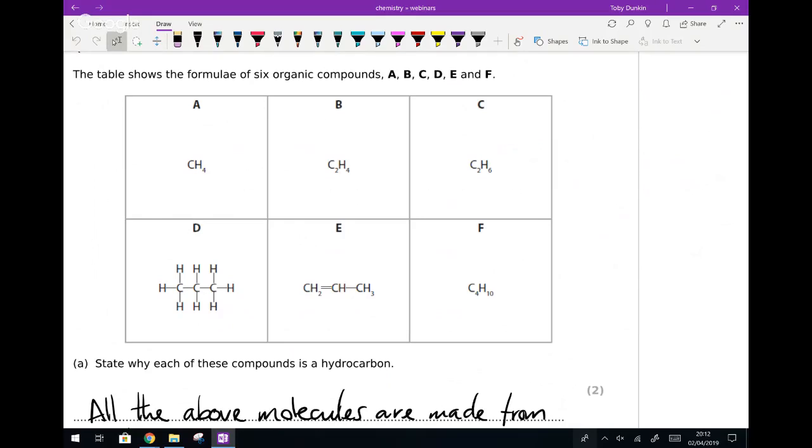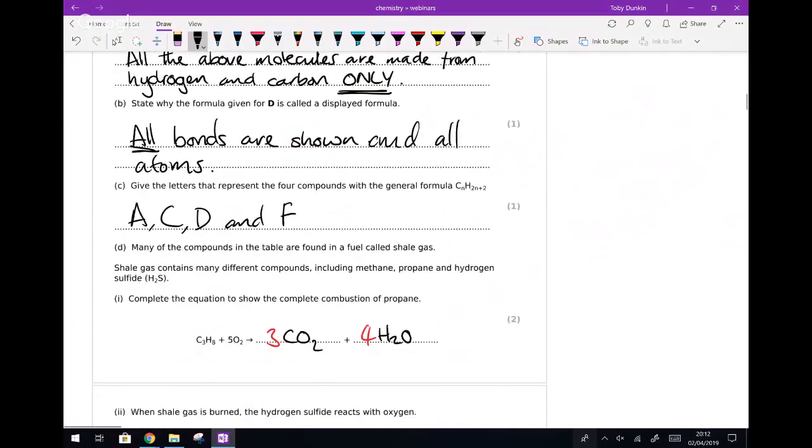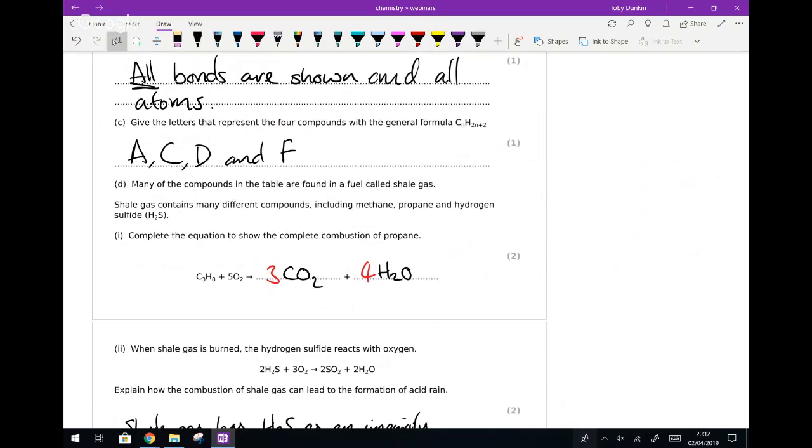Give the letter that represents four compounds with the general formula CnH2n+2. So that's an alkane. So A is an alkane. B is an alkene, so I've doubled it, but no, add two. I have doubled it and added two for that one. I haven't for that one. And I have for that one. So A, C, D, and F.